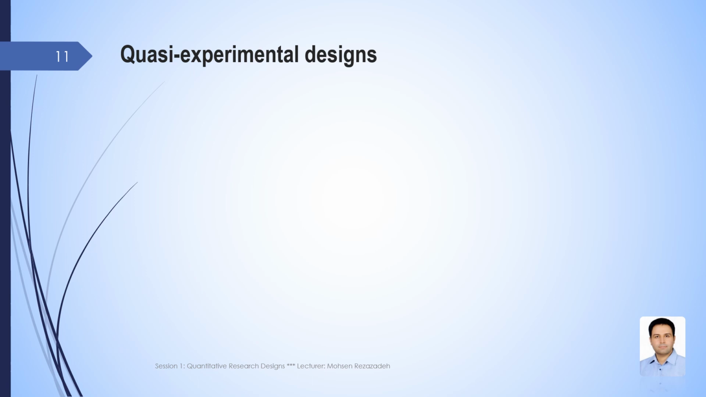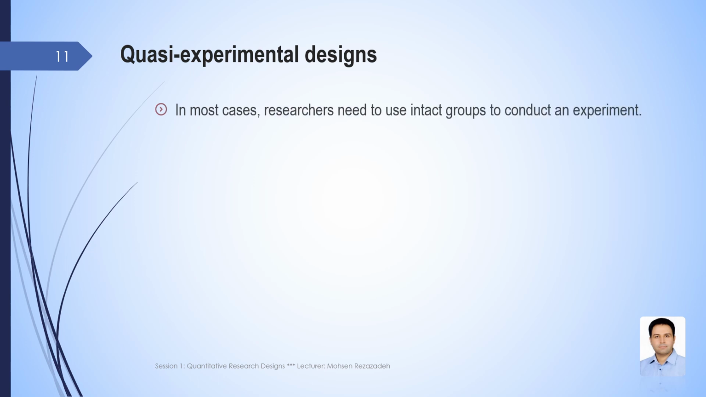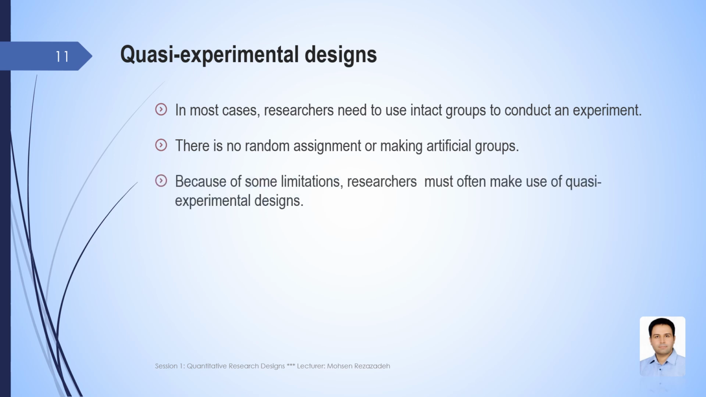In fact, in most cases, researchers need to use intact groups to conduct an experiment. By intact group, I mean, for example, they need to consider one whole class as a group without randomly assigning students to each group. They consider, for example, class B19 as the control group and class B20 as the experimental group. This is the meaning of intact class. So there is no random assignment or making artificial groups. We use groups in reality.